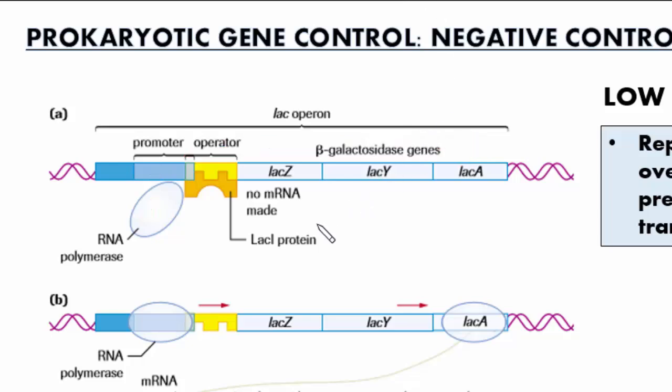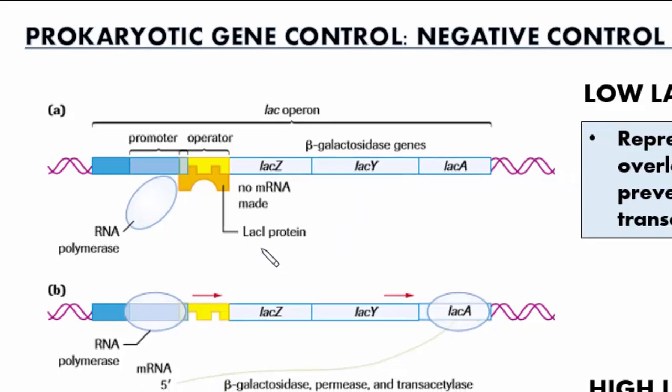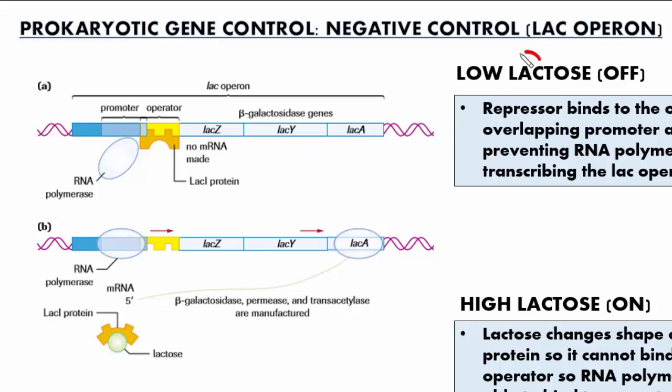So in the absence of lactose, when the repressor binds to the operator, overlapping the promoter, RNA polymerase cannot bind, and we don't want it to bind and transcribe the genes to make mRNA because we don't need those enzymes. It's senseless to make the enzymes that break down lactose when lactose is in such low concentration or not present at all.